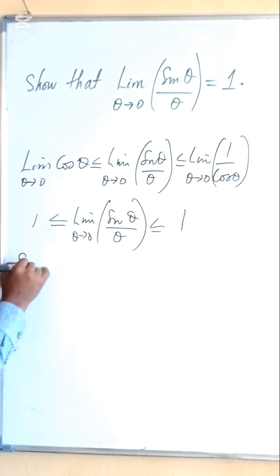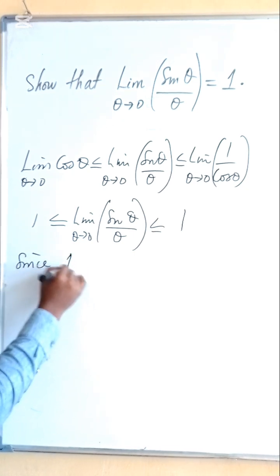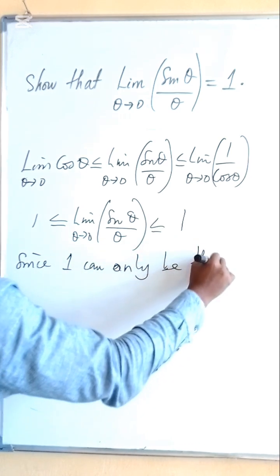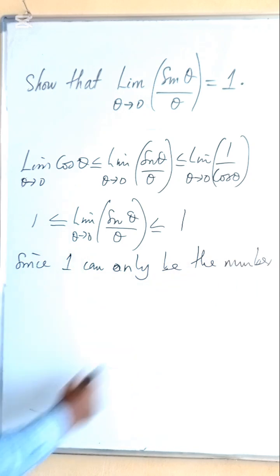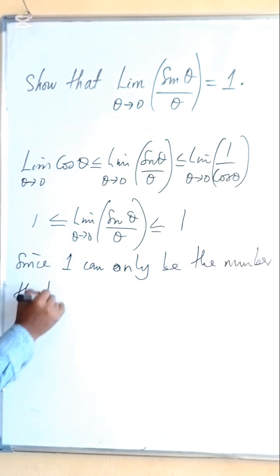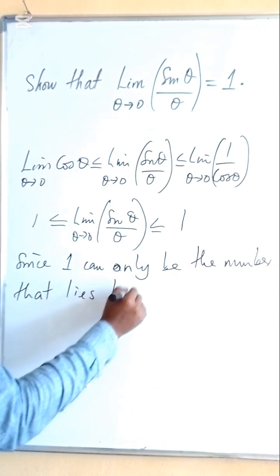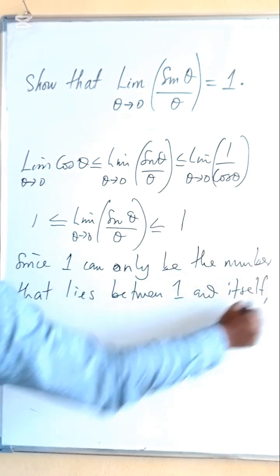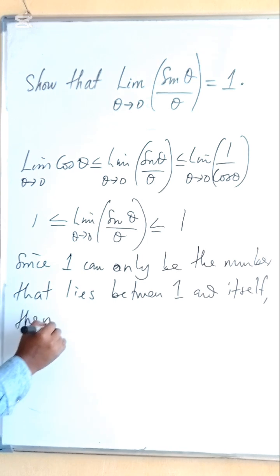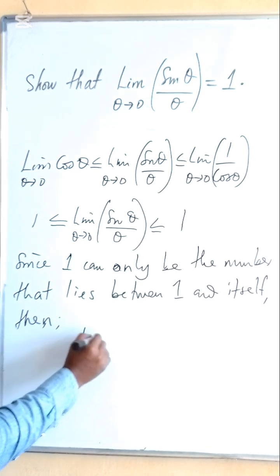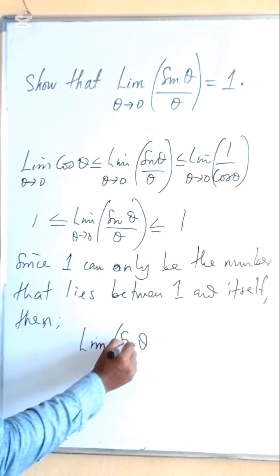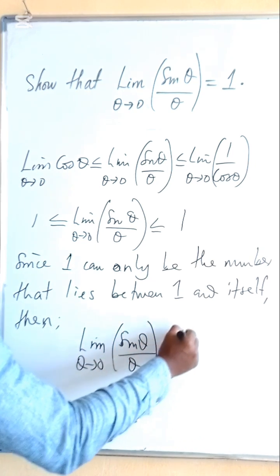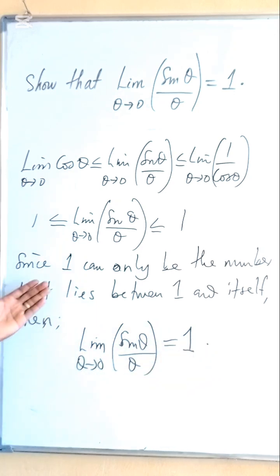So, since 1 can only be the number that lies between 1 and itself, the limit of sine theta over theta as theta tends to 0 is certainly equal to 1. And this proves the problem.